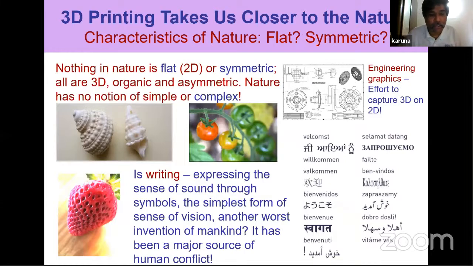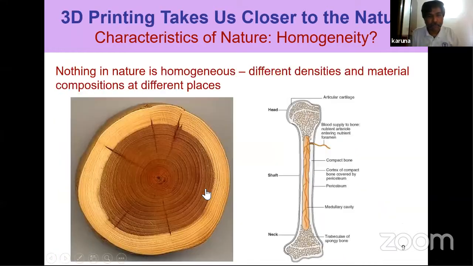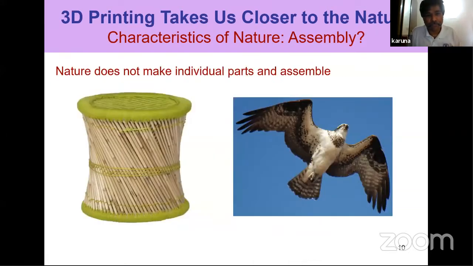If you want to work on a package like SolidWorks, you try to define the cross section and then sweep it or extrude it or do something like that. So we start with 2D and then we go to 3D. We try to have, as far as possible, symmetric objects. The third characteristic is, in nature, no object is homogeneous. Look at the tree or look at the bone. But we want to have everything homogeneous. If there is inhomogeneity, we call it an error.